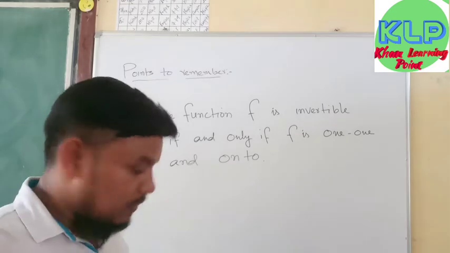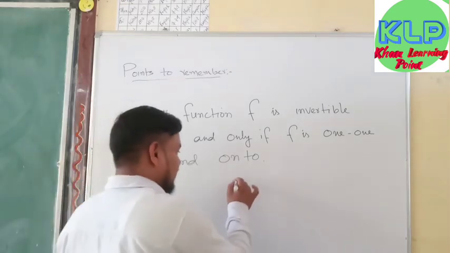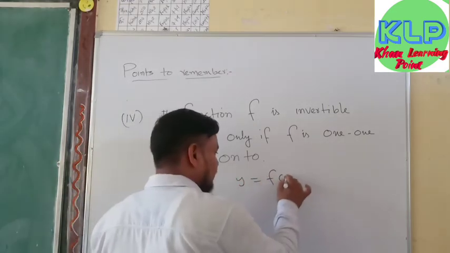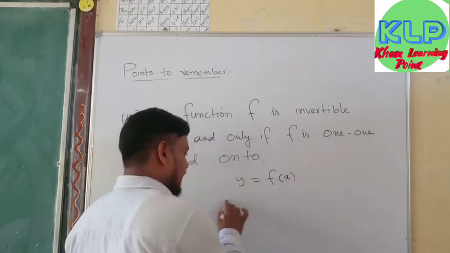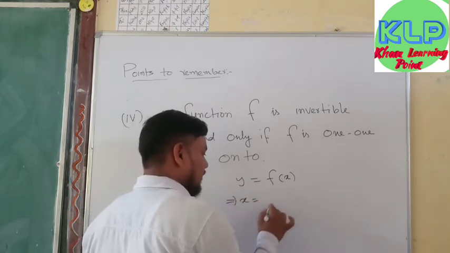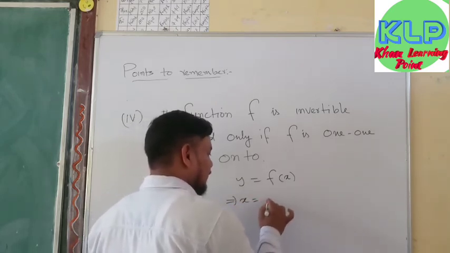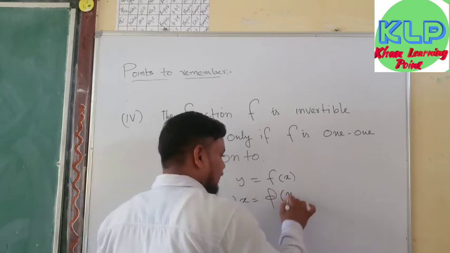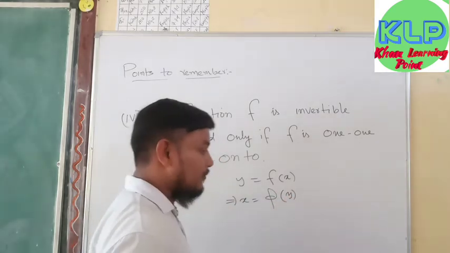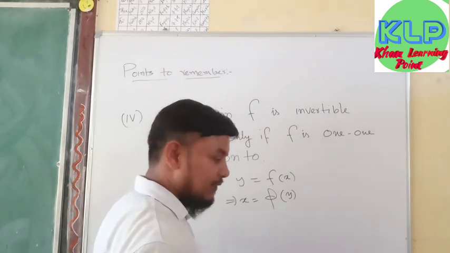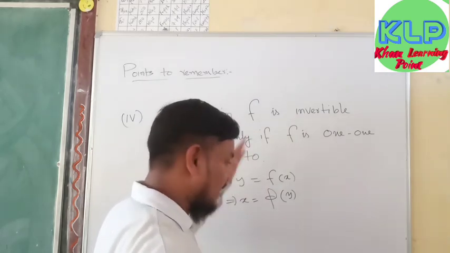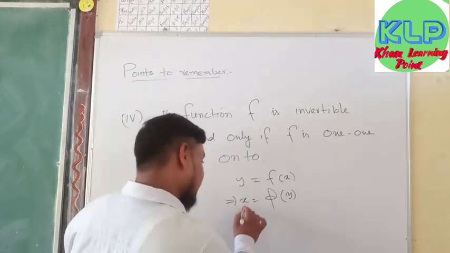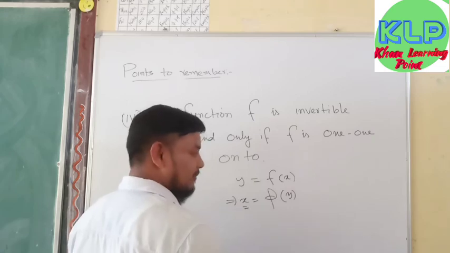Suppose the function is defined like this, y is equal to f of x. So from here we need to find the value of x in terms of y. If f is both one-one and onto then the function is invertible, and then the value of x is nothing but the inverse of f.